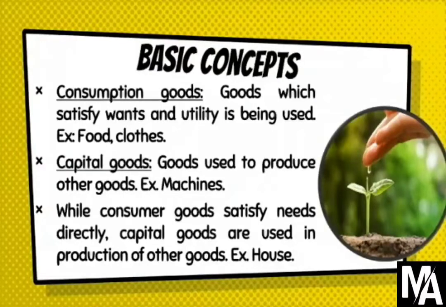So in this situation, when we use a house, it will be a consumption good because the house is satisfying the need of a human being, and that is shelter. But if we use this house in order to establish our business or produce goods, so that it acts as a warehouse or a production facility, in this situation it will be called a capital good, because the house is being used in order to produce other goods. So this is the difference: one product can be a consumer good, and if used in a different situation, it can be a capital good.